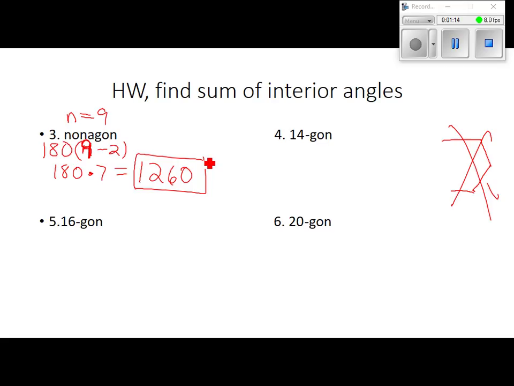14-sided. Let's move quickly here. What am I going to put in place of n this time? 14 minus 2. What is 14 minus 2? 12. 12 times 180. 2,160. Anybody else agree with that?